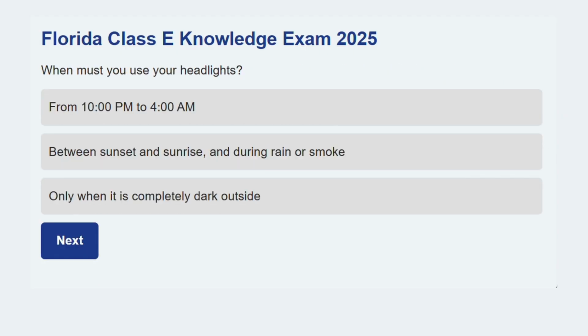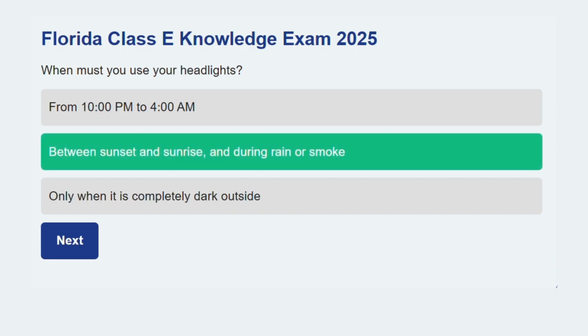Next question up. When must you use your headlights? Between sunset and sunrise and during rain or smoke. This covers the mandatory times to use headlights for visibility. Take a moment for this one.